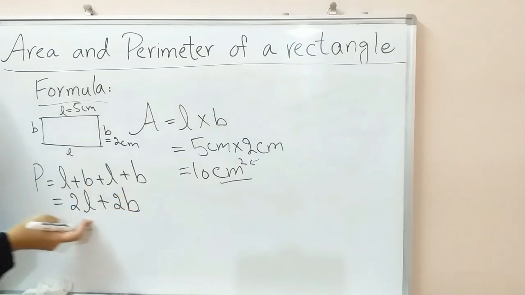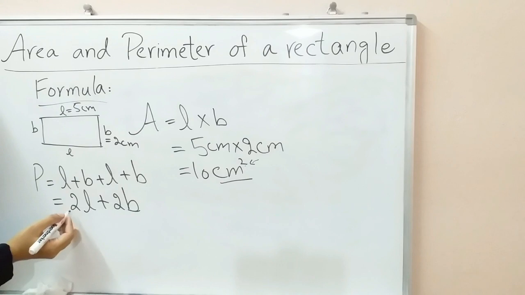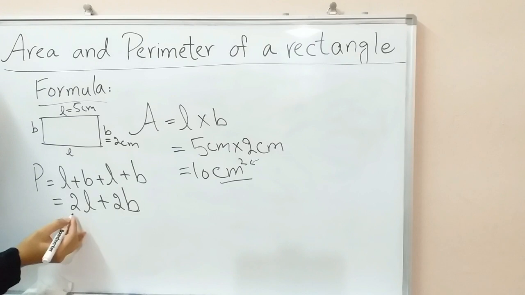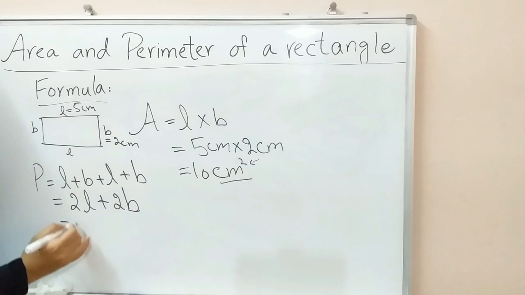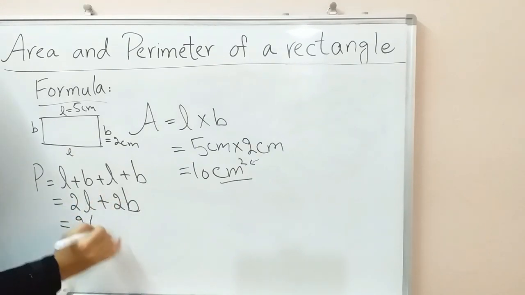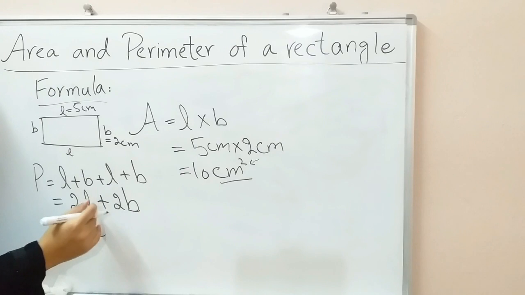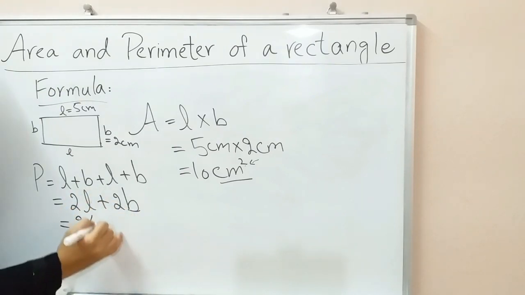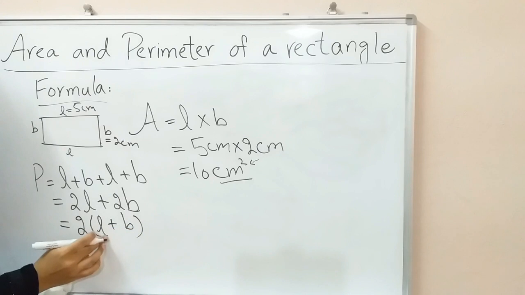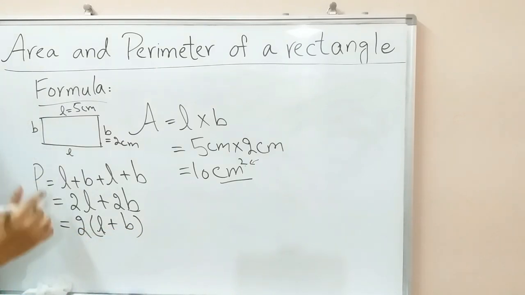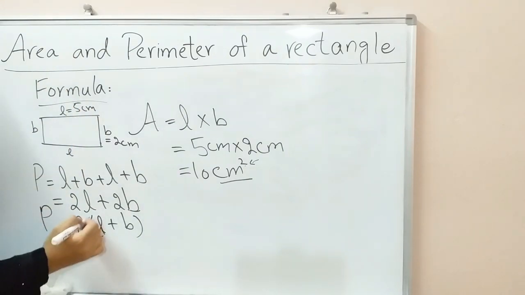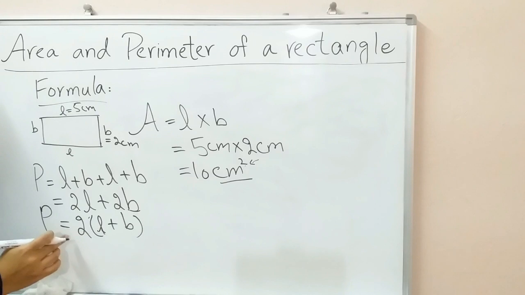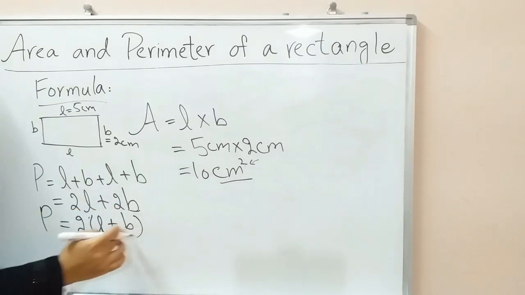Whenever you have this type of equation where you can take something common from the terms, like I have this term 2L, I have this term 2B, and 2 is common in both terms. So you can take 2 out of these two terms, and inside a bracket you will be left with L plus B. So the formula of perimeter for the rectangle is P is equal to 2 bracket L plus B, or P, the perimeter, is equal to 2 multiplied by length plus breadth.